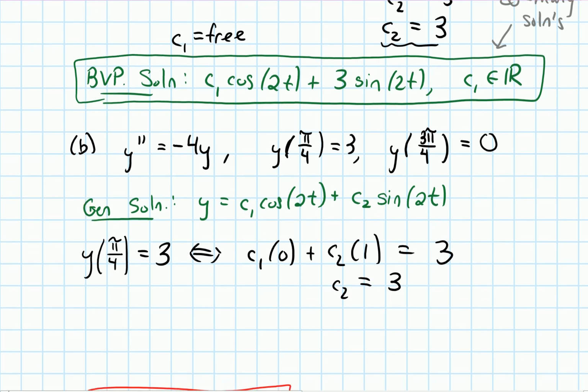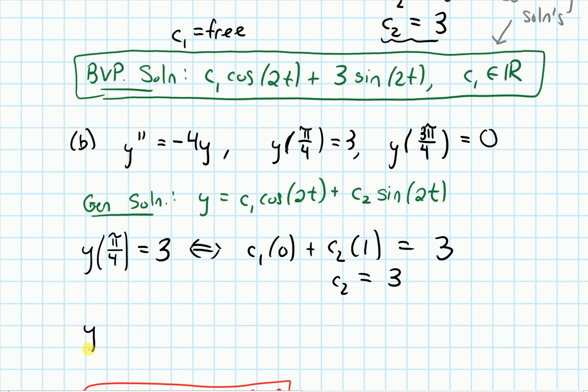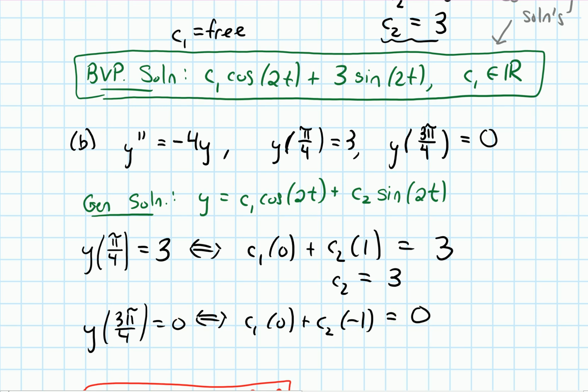And now let's plug in our other boundary value. So we know that y of 3 pi over 4 is supposed to be 0. And that is equivalent to saying, so if you plug in 3 pi over 4, you'll get C1 times 0 plus C2 times negative 1, just like we got above in part A. And that needs to be equal to 0 this time. And if we simplify this, we get that C2 needs to be equal to 0.